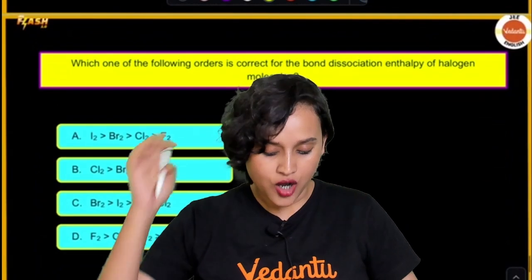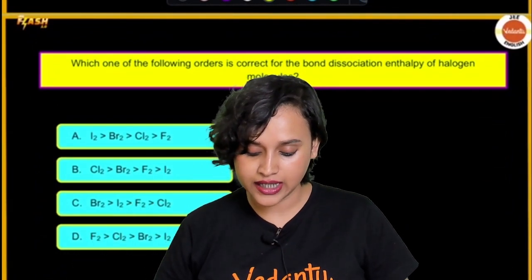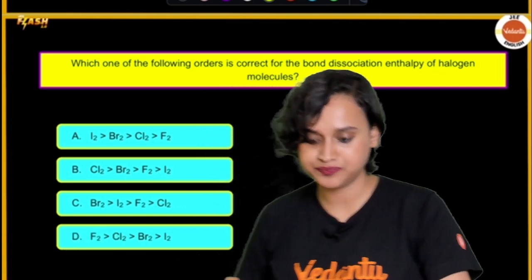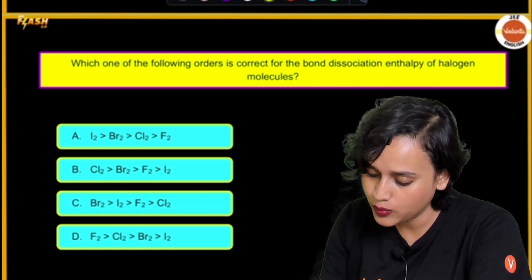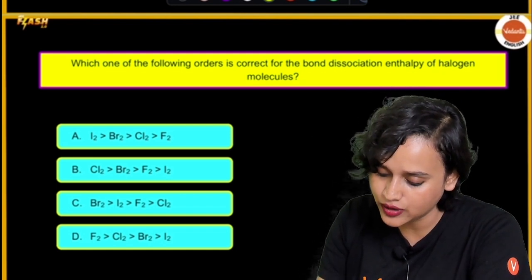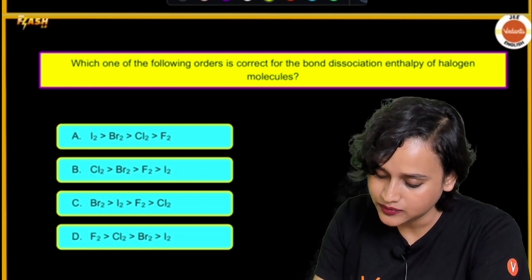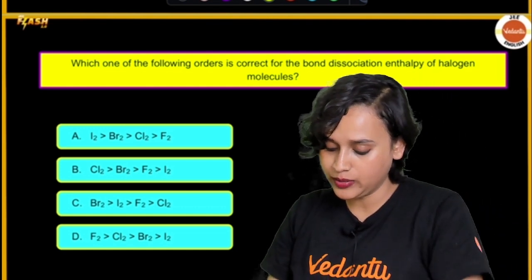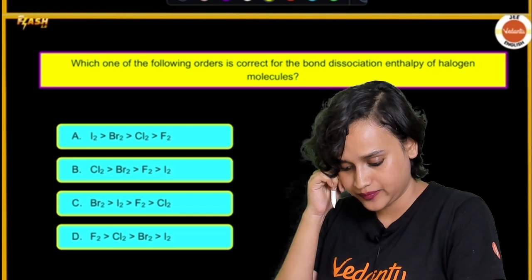Alright guys, let us try to solve this question. Which one of the following orders is correct for the bond dissociation enthalpy of halogen molecules? I think I've just told you. Fluorine will have the least. What do you think guys? What is the answer? Chlorine will have the greatest bond dissociation enthalpy, then bromine, then fluorine, and then iodine. Right?